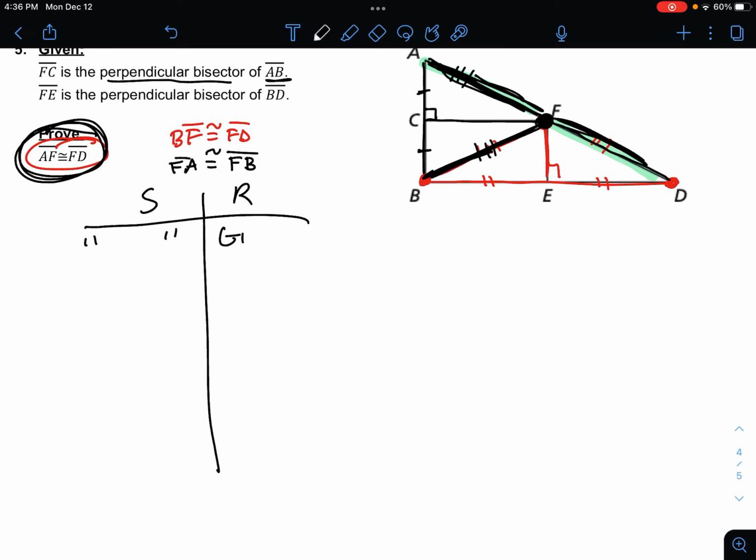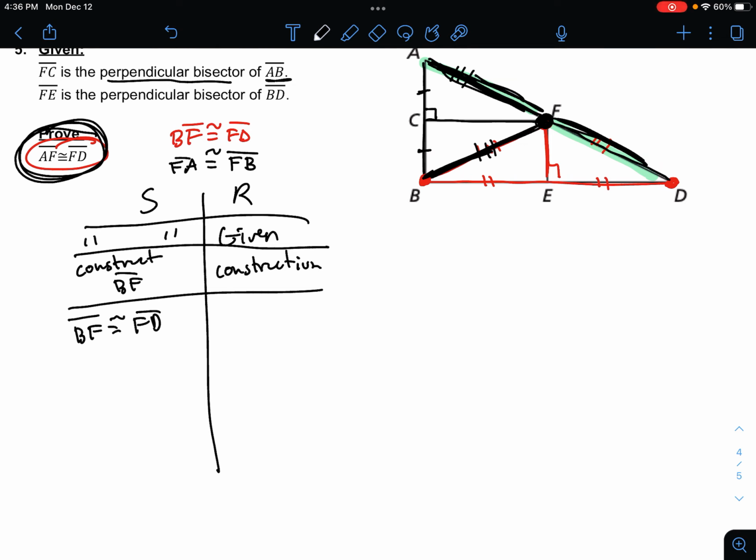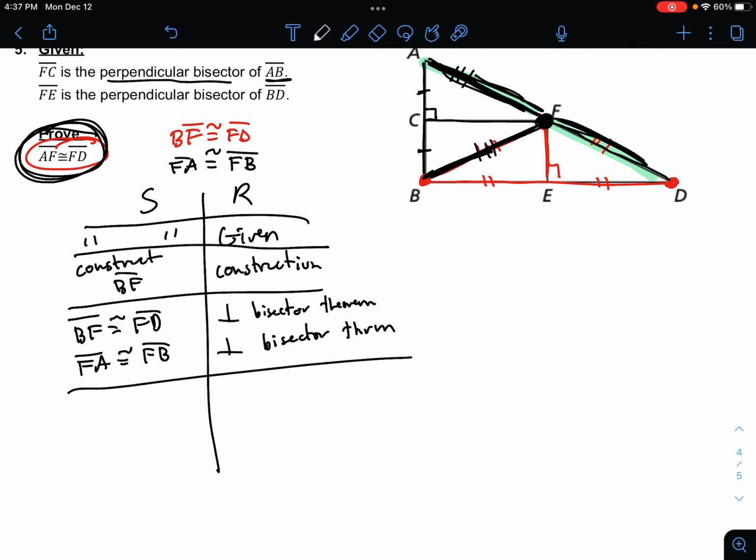Statements, reasons, start with my givens. Okay. Then I can say segment BF. We're going to just say construct BF. And we'll just say that's construction. Now I can say BF congruent to FD by the perpendicular bisector theorem. If a point lies on the perpendicular bisector, it is equidistant from the endpoints. I can also say that FA is congruent to FB by the perpendicular bisector theorem. And that's it. Now I can just say BF is congruent to FD, and then FB, which is the same as BF, just written differently, is congruent to FA. So by the transitive property, I know that FA must be congruent to FD.